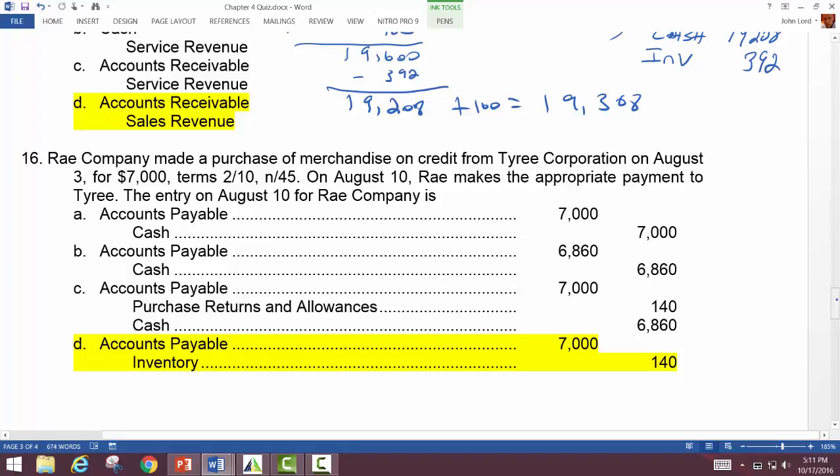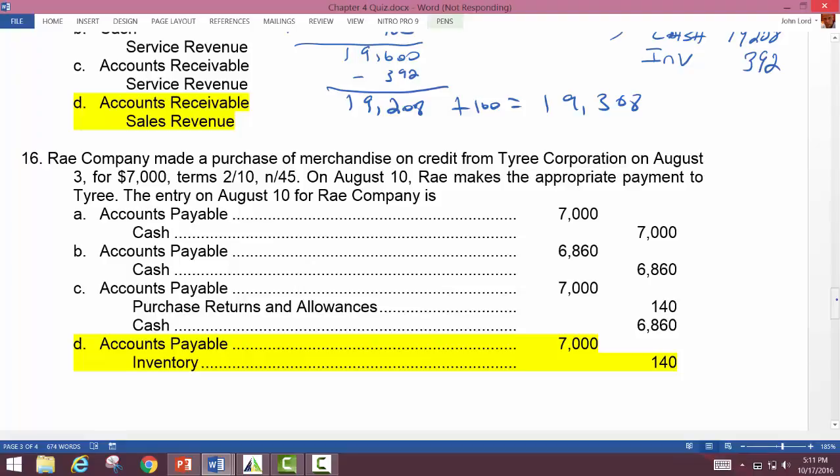Okay, so Ray Company made a purchase of merchandise on credit for the terms 2/10, net 30 on August 10th. The only thing that made this question hard is you had to figure out if between August 3rd and August 10th was within 10 days. It's about 7 days, right? Okay. And so what happens?